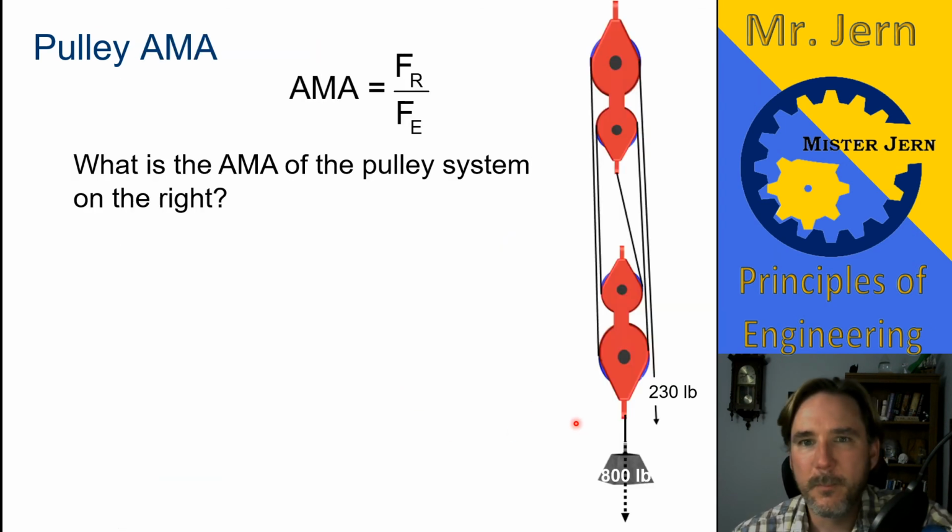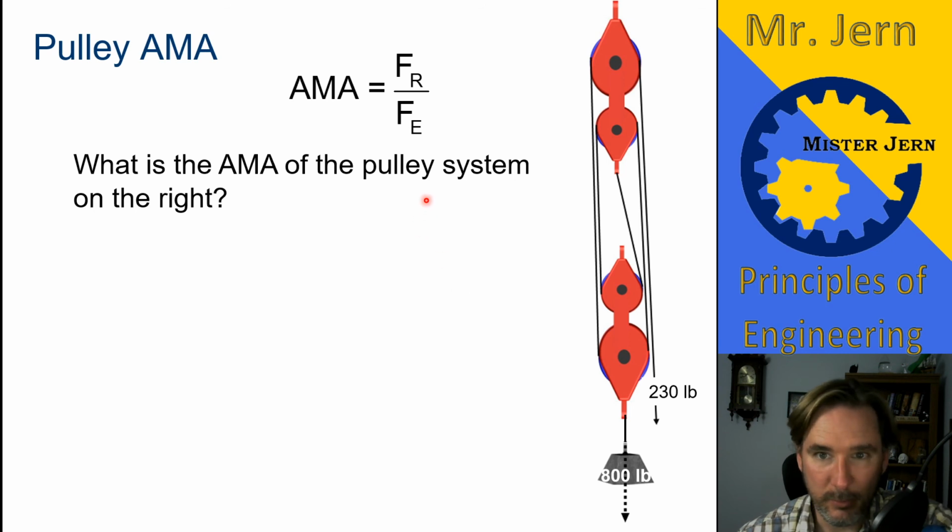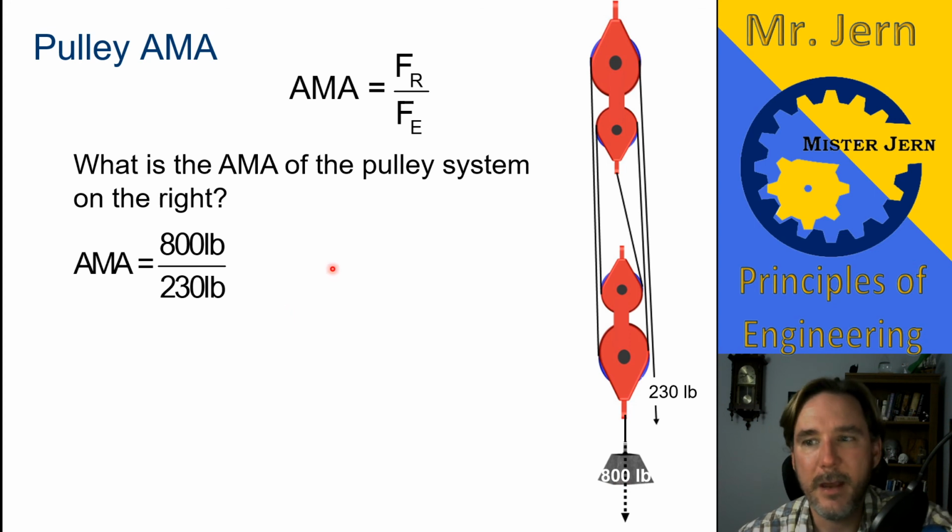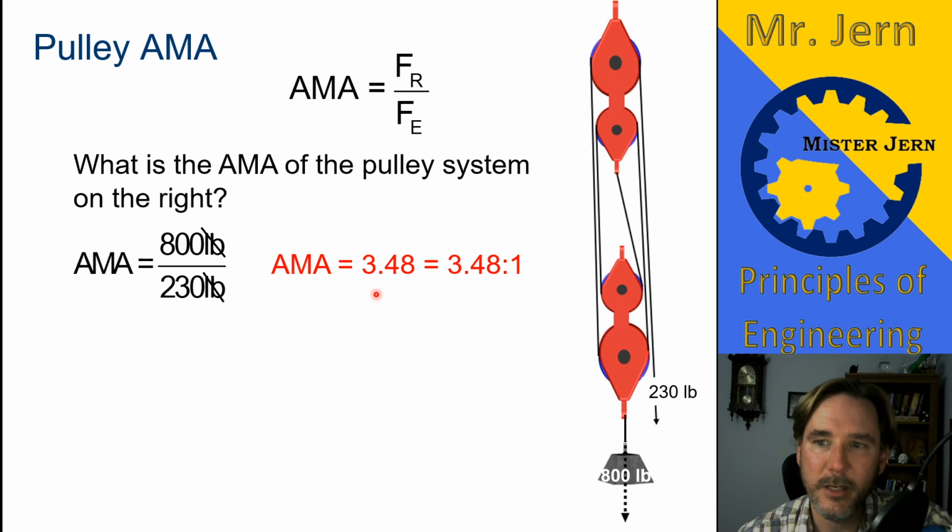So what's the AMA of a pulley system here? Well, the AMA is still going to be the resistance force divided by the effort force. So in this case, what's our resistance force? 230 or 800? 800. So take the resistance force divided by the effort force, and that's going to give you your actual mechanical advantage, because pounds cancel off and you're left with a ratio once again.